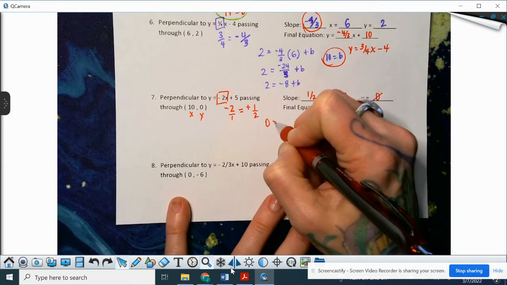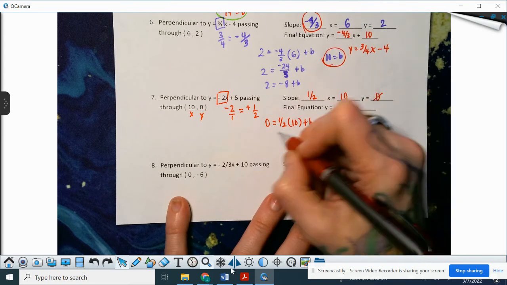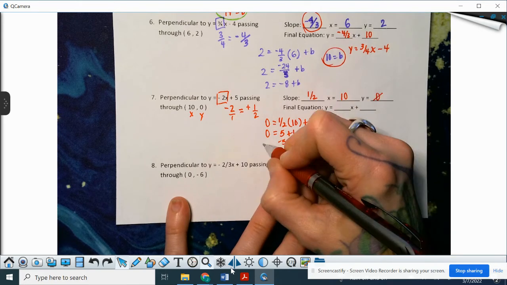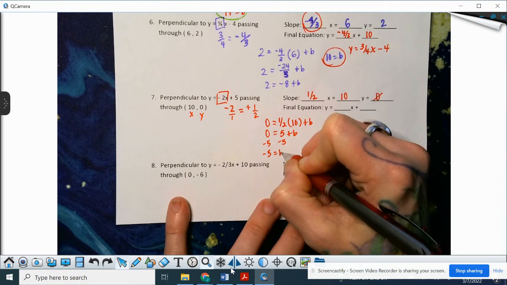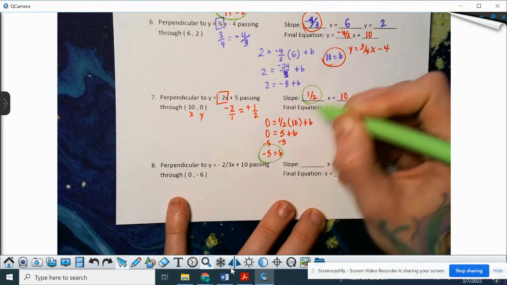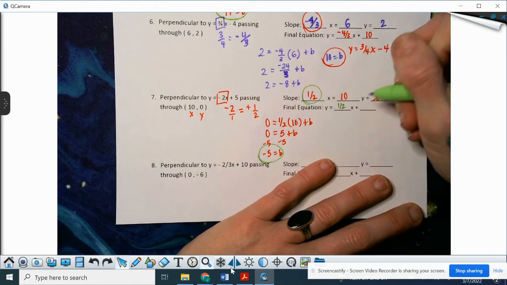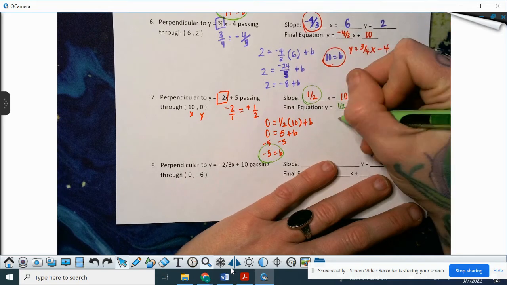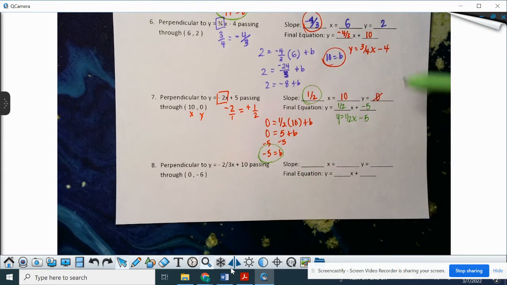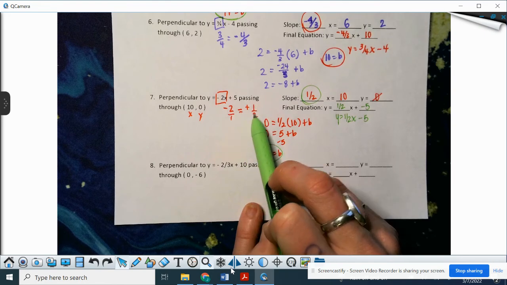So y equals 1/2, which is m, times x plus b. So 0 equals half of 10 is 5. We're going to subtract 5 because we do need b by itself. And b is going to equal that negative 5. Again, you need your slope, your new slope, the opposite reciprocal slope, and then your y-intercept. So it's going to be a 1/2 positive plus a negative 5. Y equals 1/2 x minus 5 is perpendicular to that negative 2x, and that's because negative 2 is the opposite reciprocal of 1/2.